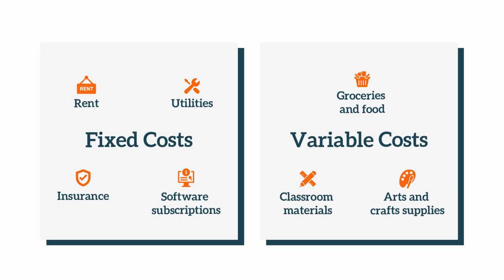Before you can calculate the break-even point for your childcare business, you need to know your fixed costs and variable costs. Remember, we talked about those in the last lesson. As a reminder, your fixed costs are those that remain constant regardless of the number of children enrolled in your program. They include such things as your rent, insurance, and utilities. Your variable costs are those that depend on how many children you have enrolled in your program. They include things like arts and crafts supplies, food and classroom materials.